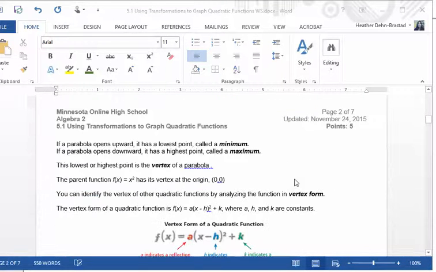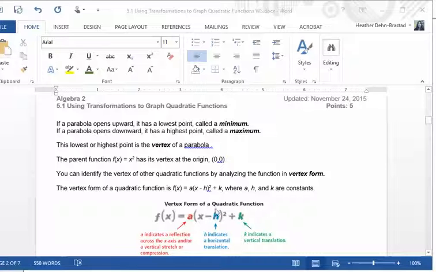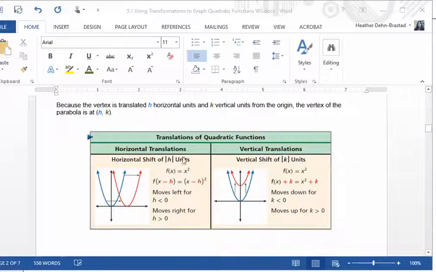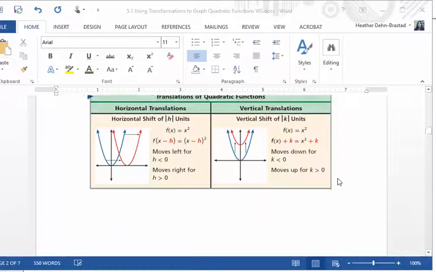Or you can know what the equation looks like, and you can say, well, the vertex is (h, k), and you can tell whether it opens upwards or downwards by what the value of a is. If it's positive, it opens up. If it's negative, it opens down, and so on. There's things you can do. And the best way really to understand how it's changing is to look at some graphs of it.